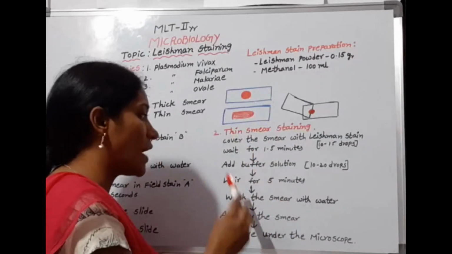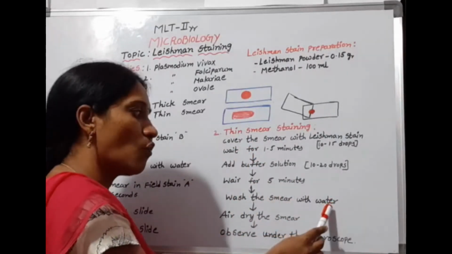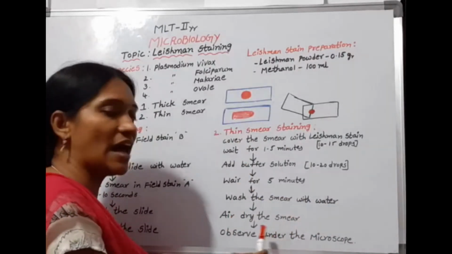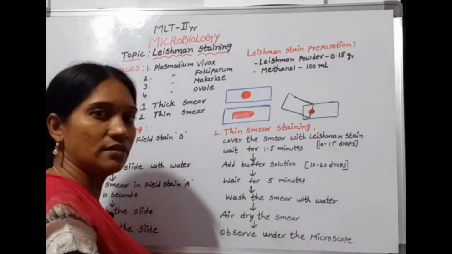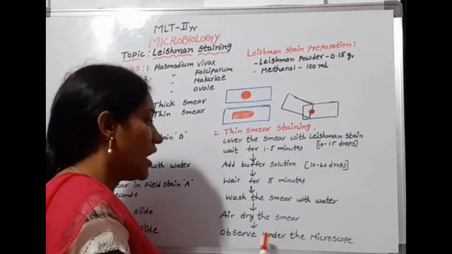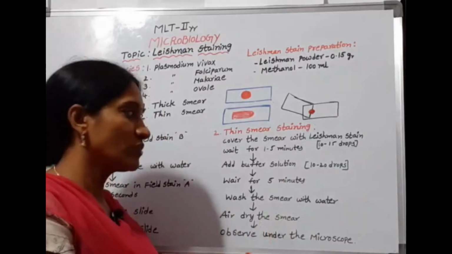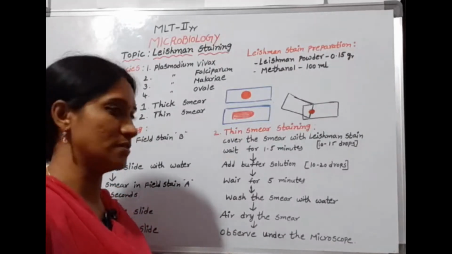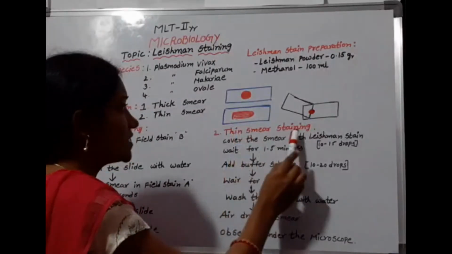After completion of the time, wash the smear with water and air dry the smear. After drying, we can observe it under the microscope for the stages of the malarial parasite. This is thin smear staining.